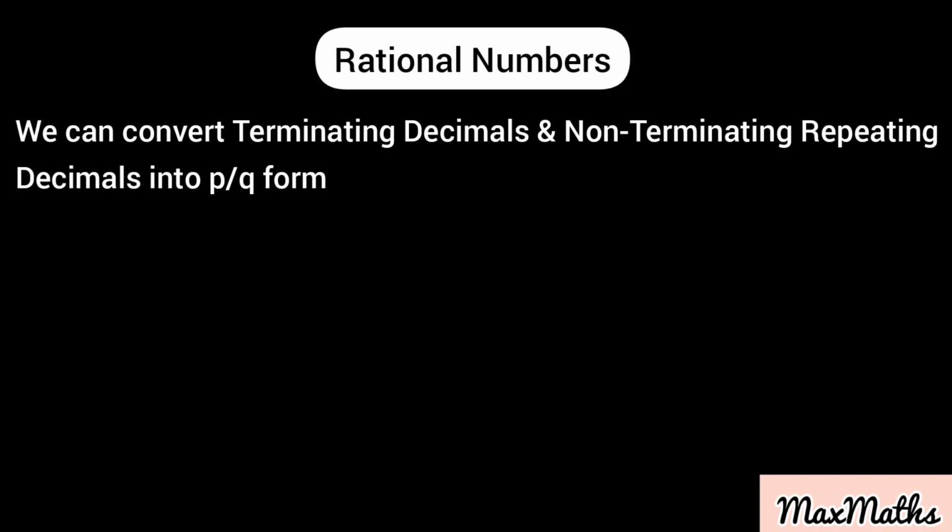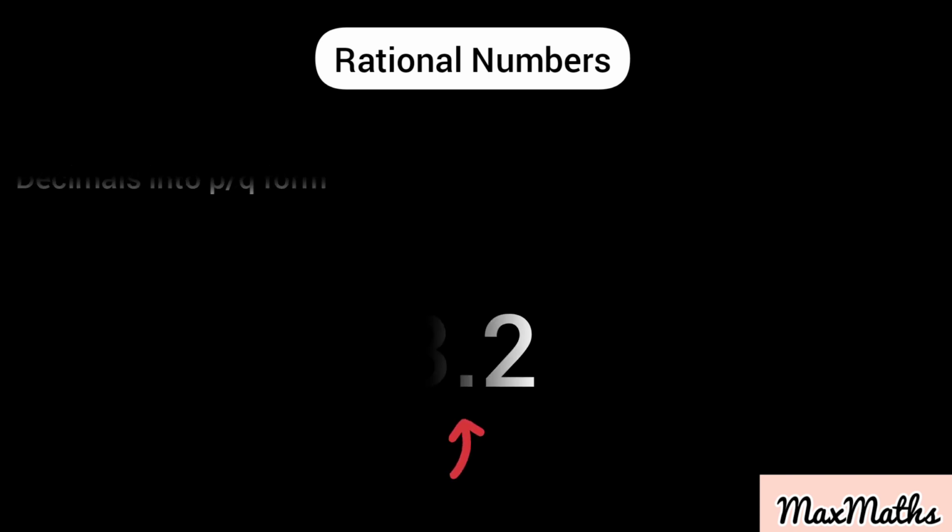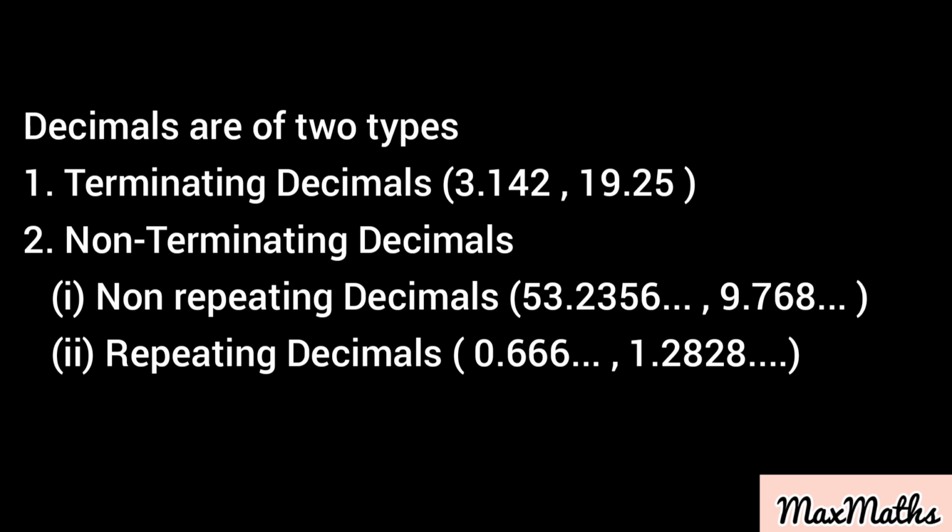Now first understand what decimals are. A number which has a decimal point in it is said to be a decimal number. We mainly have two types of decimals. The first one is terminating decimal and the second one is non-terminating decimal. If a decimal has a finite number of digits after the point, then the decimal is said to be a terminating decimal. And if a decimal has an infinite number of digits after the point, then the decimal is said to be a non-terminating decimal.